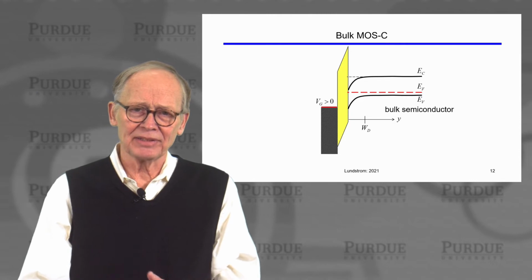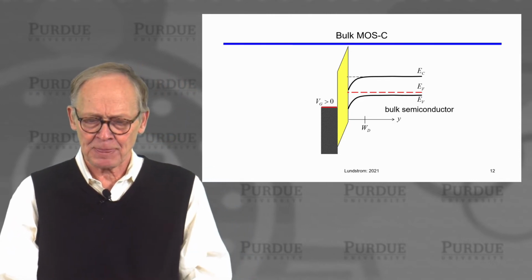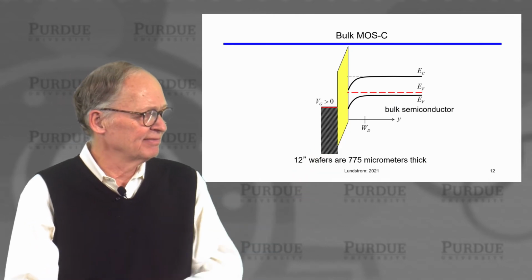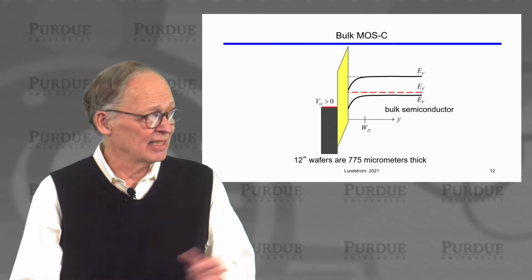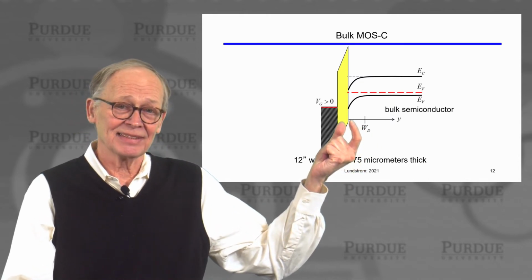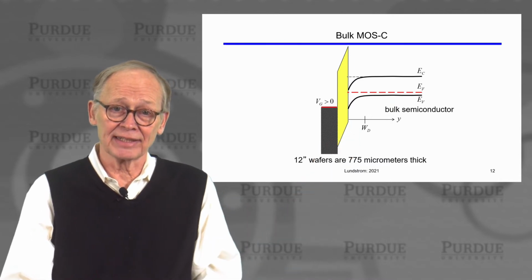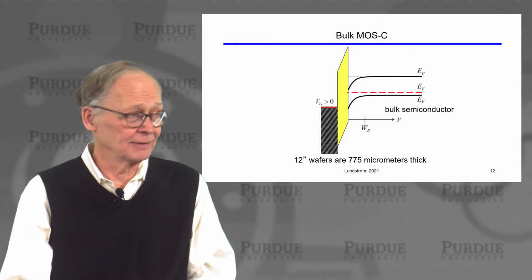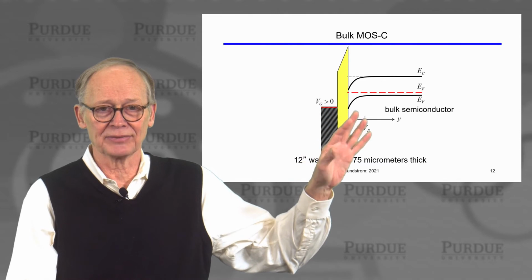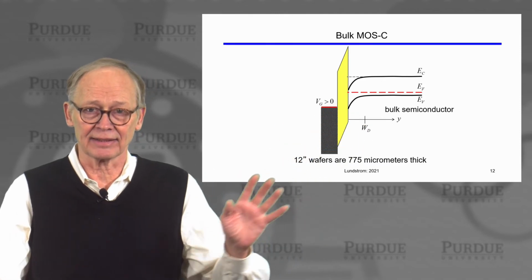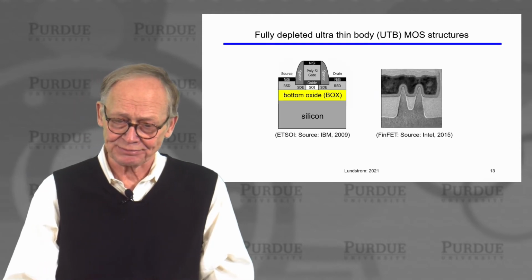I'll also point out we've been discussing a bulk semiconductor. We've been thinking of this as infinitely thick. Well, a real wafer is maybe something on the order of 775 micrometers thick. You know, a depletion layer is some fraction of a micron. The thickness of an inversion layer is even much, much smaller than that. So for all practical purposes, these conventional silicon wafers can be assumed to be infinitely thick. This is the bulk MOS capacitor that we've been discussing.